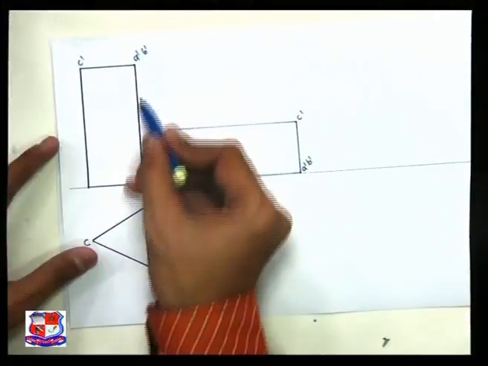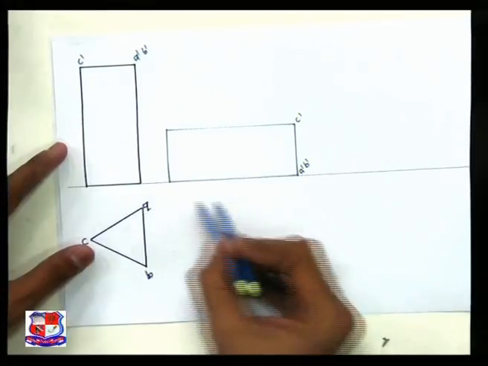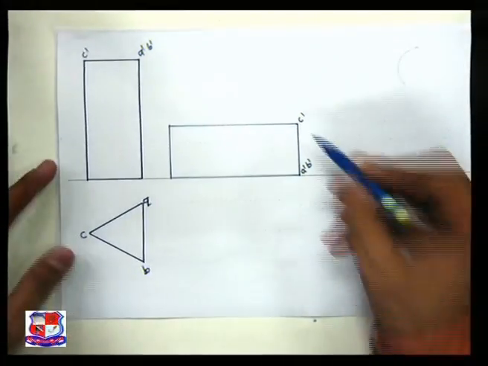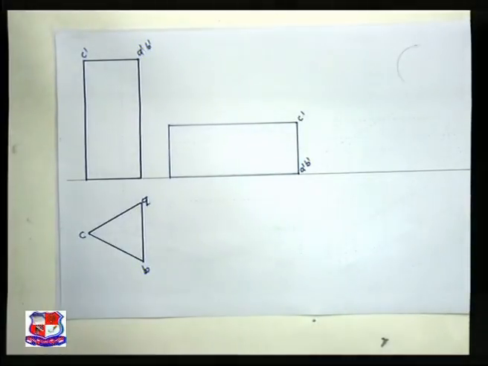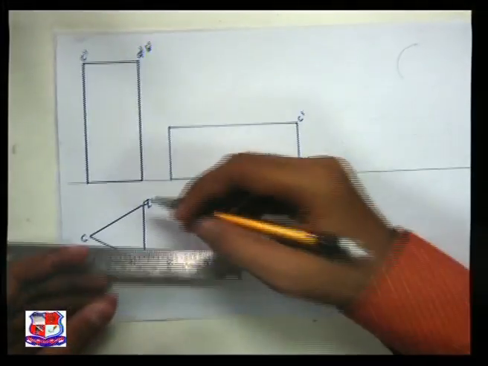So now this edge, A dash B dash edge, is on XY line, and C dash point would be here. And locate its center of gravity. So for that we know the procedure.